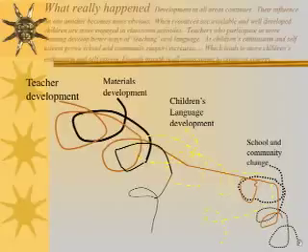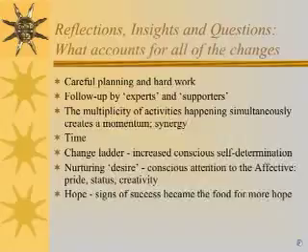So what accounts for all of these changes? Well, careful planning and hard work. Follow-up by experts and supporters. The multiplicity of activities happening simultaneously creates that momentum or synergy. Time. If we had only 1 year, there's probably no doubt that the project would never have been approved. So you need probably a minimum of 5 years to be able to see the real harvest of planting seeds.